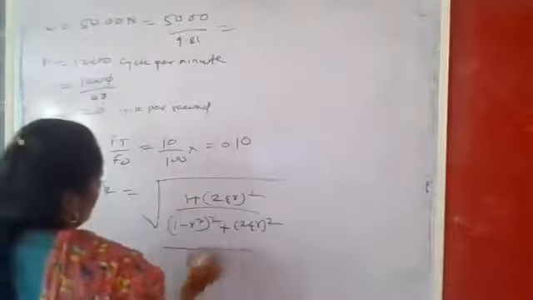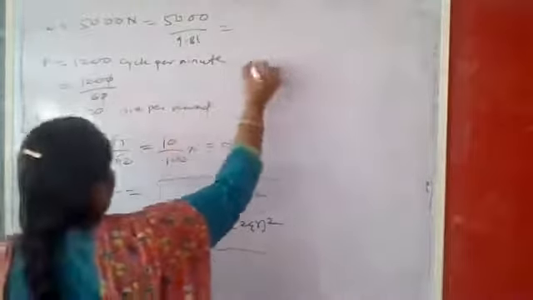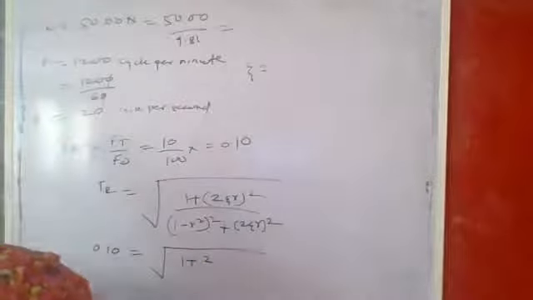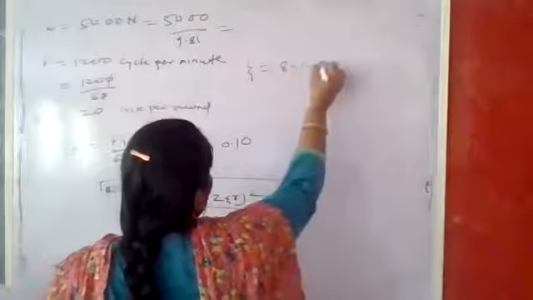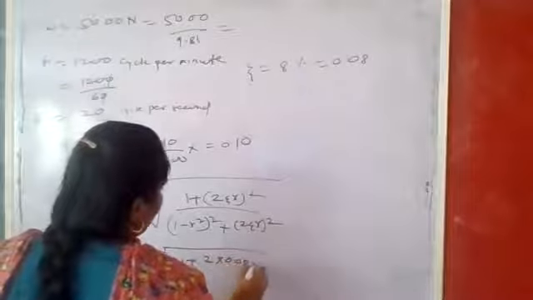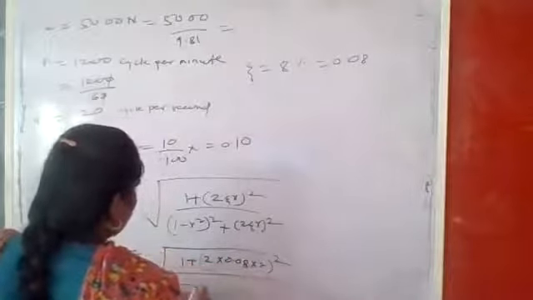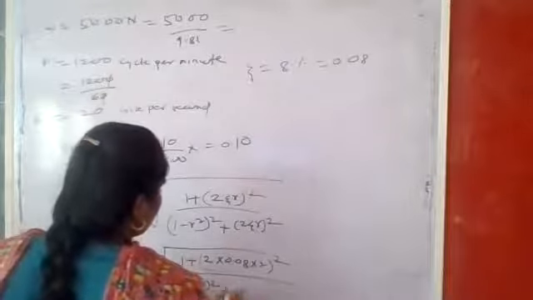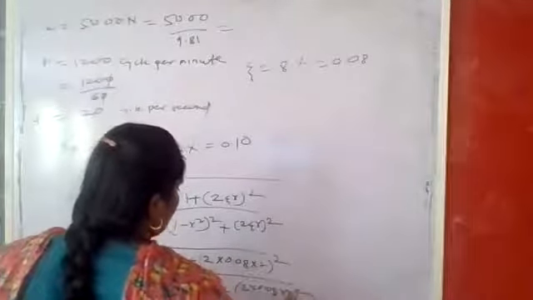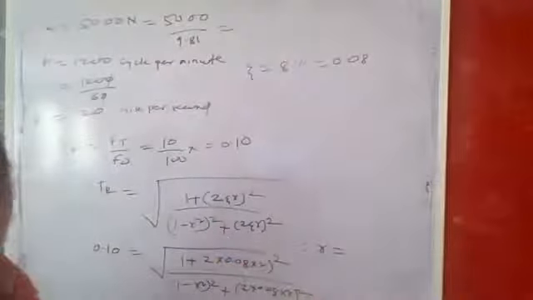0.10 is equal to root of that value: 1 plus 2 into zeta. What is the value of zeta given to us? Zeta is given as 8%, so it will become 0.08. Put this value, 0.08 into R, bracket square, divided by 1 minus R square bracket square plus 2 into 0.08 into R bracket square. Tell me the value of R and we will go further.